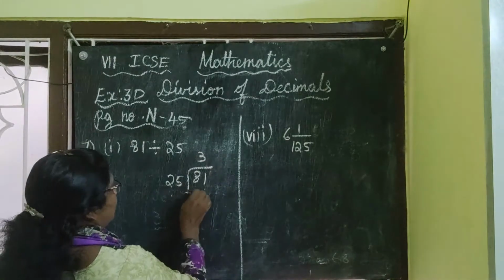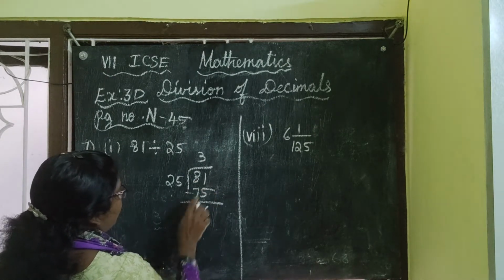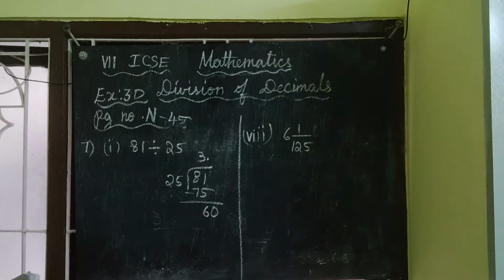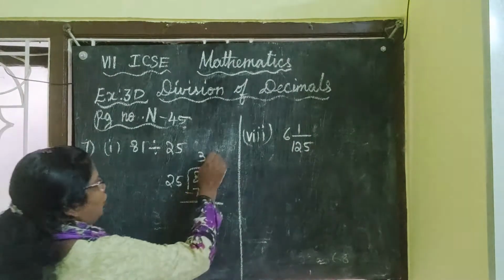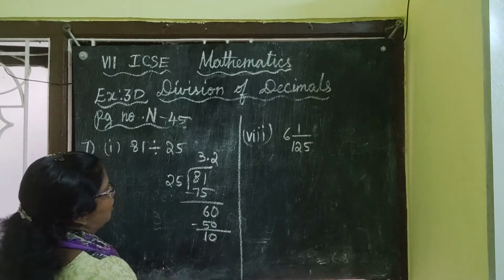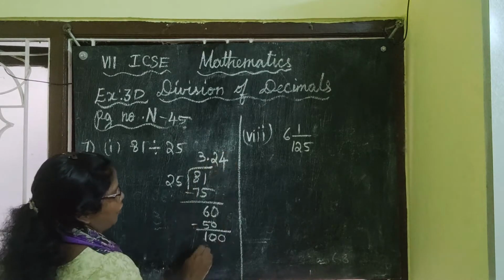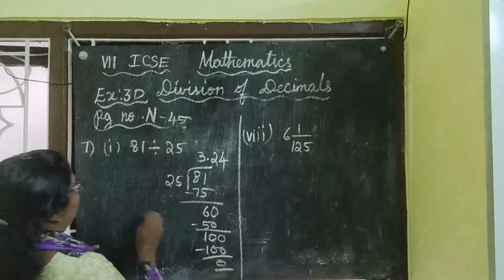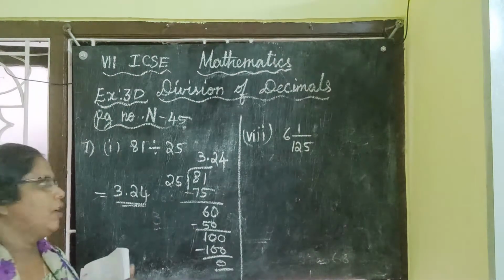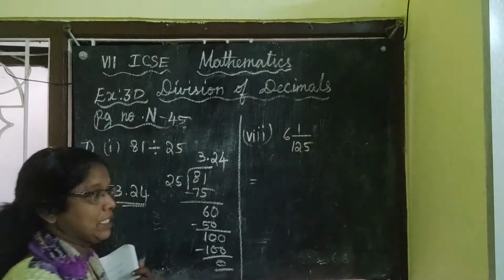3 25s are 75. Remainder 11 minus 5, 6. 7 minus 7, 0. Now you keep the point and add 0. Now in 60 how many times? It is there. 2 25s are 50. Remainder 10. 0 minus 0, 6 minus 5 is 1. Now already we have kept decimals, so add one more 0. In 100 how many 25s? 4 25s are 100. So 0 here. So your answer is 3.24. Ordinary division.